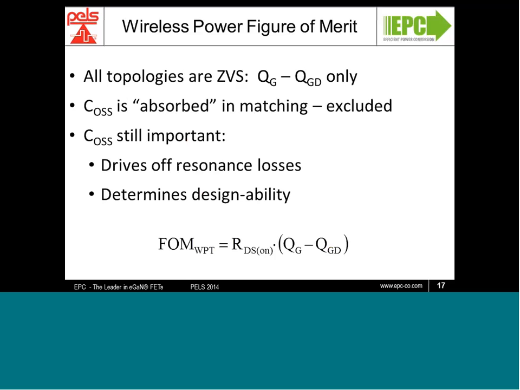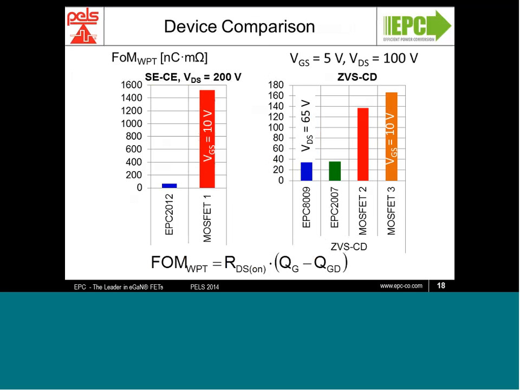Let's use this now and compare some devices with some MOSFETs. So here we're comparing for the Class E, a 200 volt EPC2012 against a 200 volt MOSFET in a Power 3x3 package, which is 3 by 3 millimeters, a very small little device.